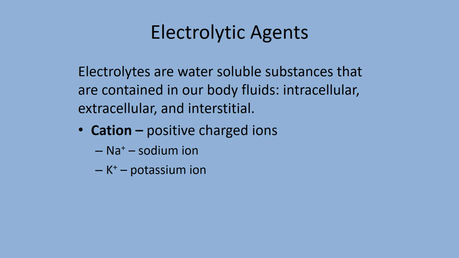Electrolyte agents. What is an electrolyte? It is a molecule with an uneven charge, so it'll carry either a positive or a negative charge, and it could be +1, +2, -1, or -2. Cations are positively charged ions. They include sodium, potassium, and calcium. Calcium has a +2 charge.